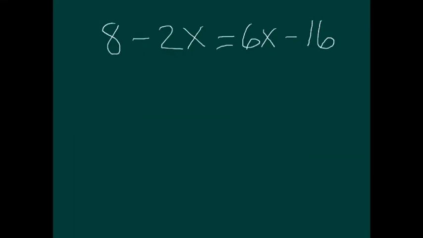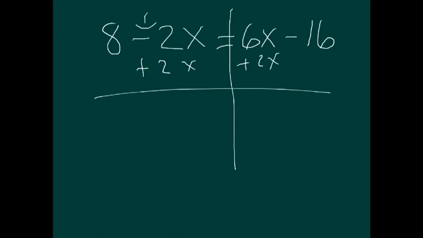So here, again, 4 different ways for me to solve it. I'm going to go with moving the minus 2x. I don't like negative variables. It's a negative 2x, so I'm going to add 2x to both sides. I know I have to add because this is a minus, and the minus is attached to this 2x. Creates a zero pair. I'm left with positive 8 equals 8x minus 16.